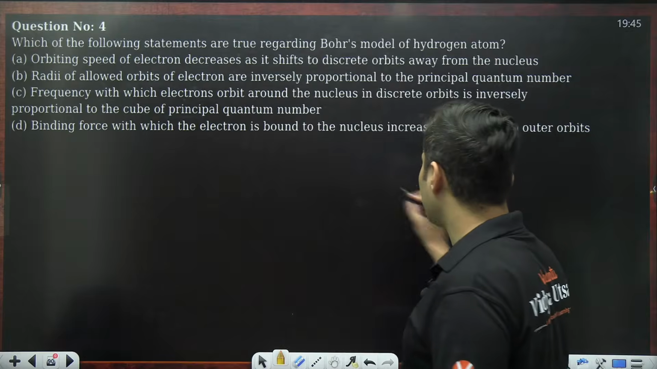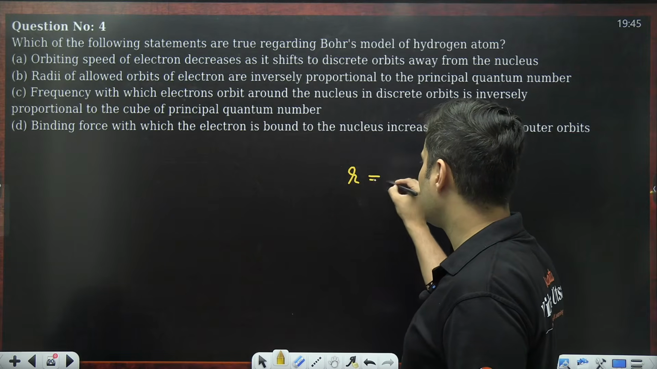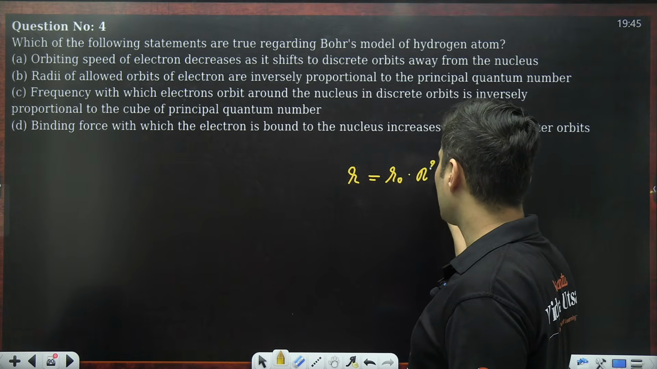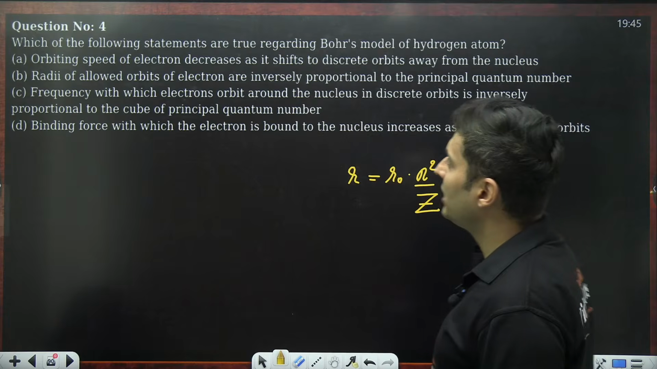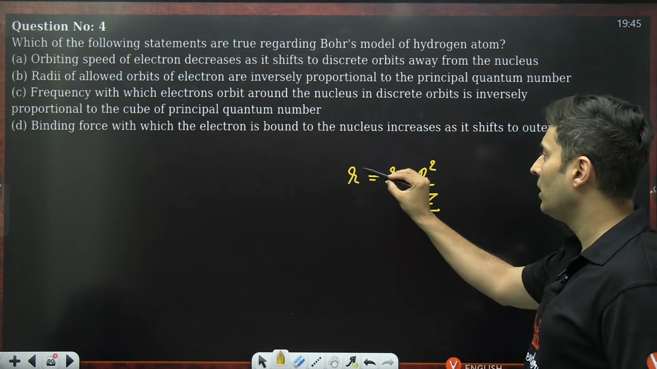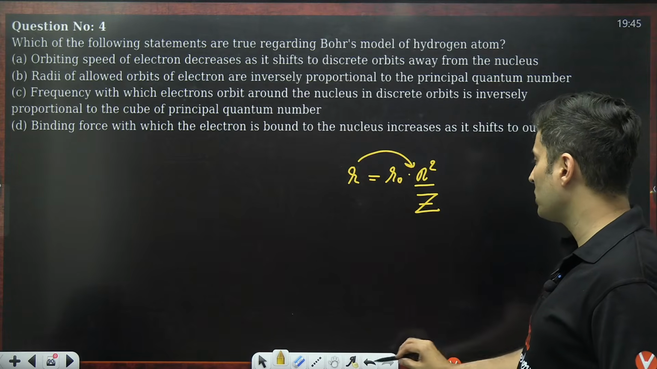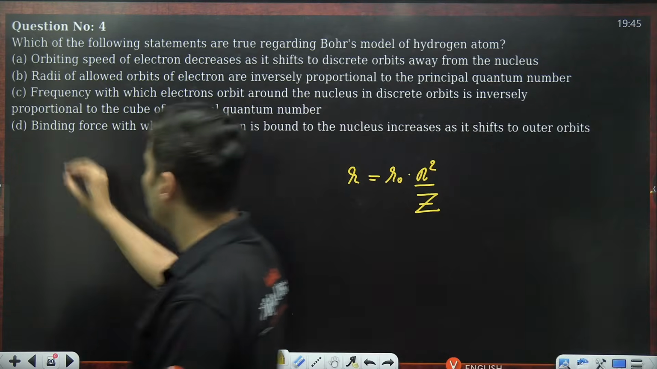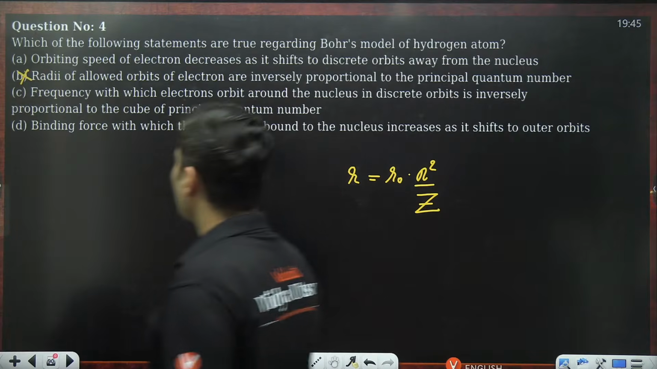So if you remember, radius is r naught n square by Z. So the radius of the orbits is inversely proportional to the principal quantum number? No, rather it is directly proportional to the square of the principal quantum number. So B option is incorrect.